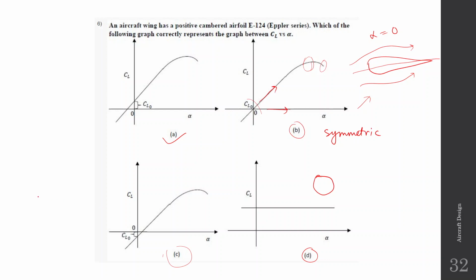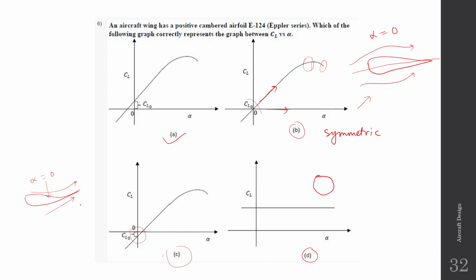So a negatively cambered airfoil will have a slight upward bend in its wing like this. At zero angle of attack, the air will be pushed upward, which will produce a downward force. So at alpha equal to zero, this will produce a downward force, and hence you can see that at alpha equal to 0 the Cl is negative.